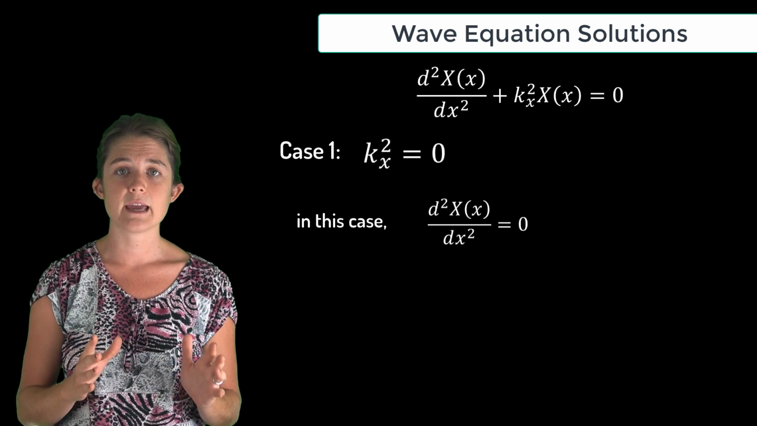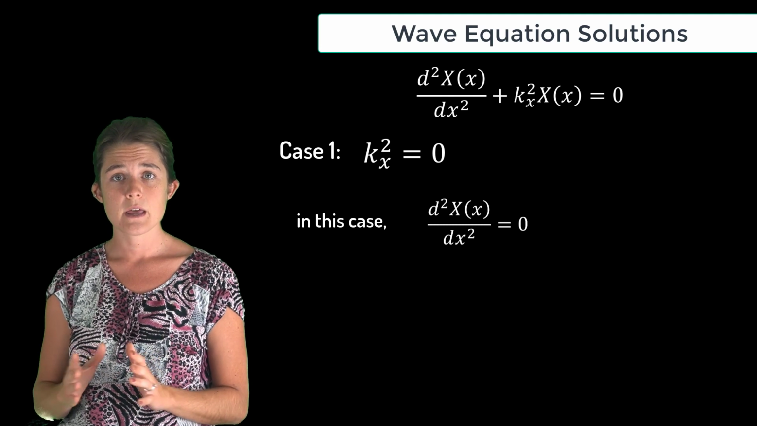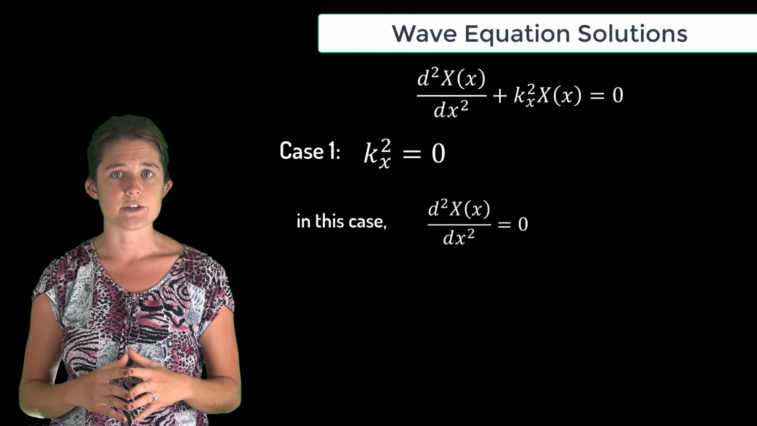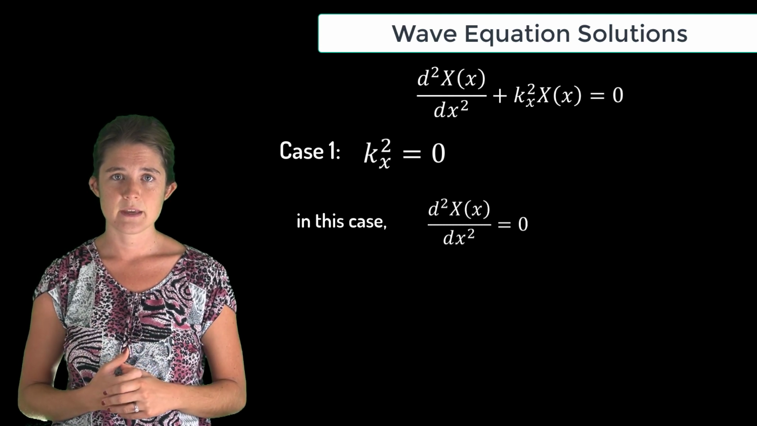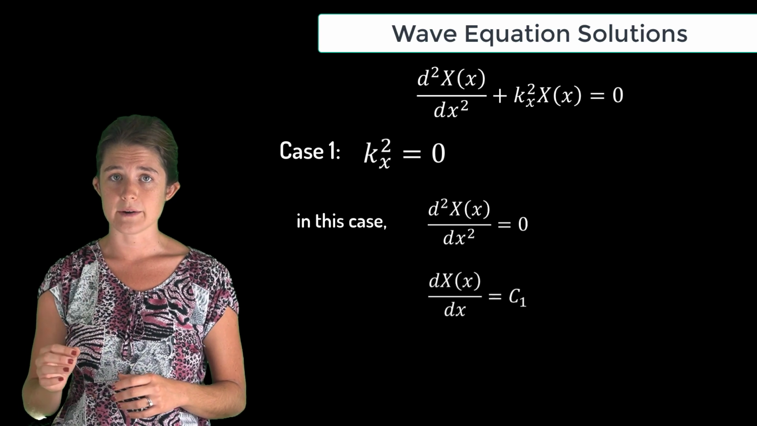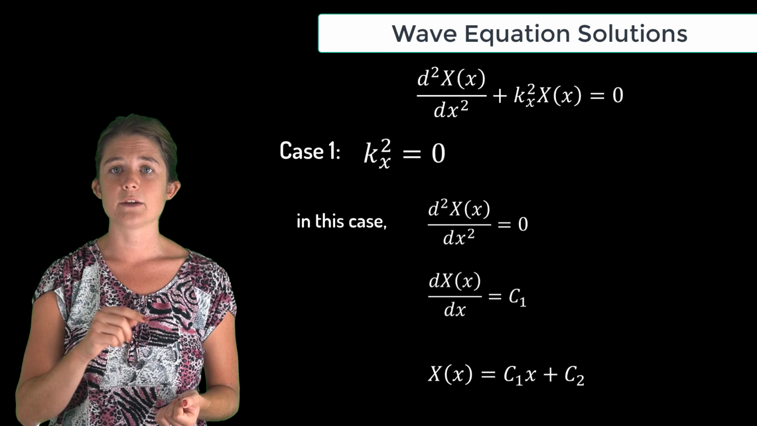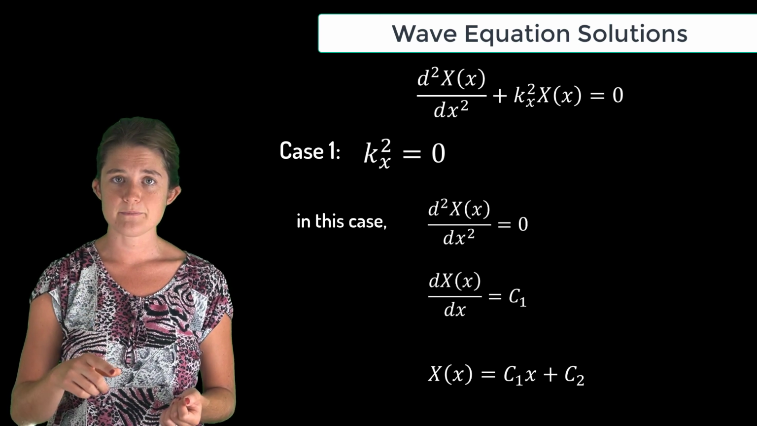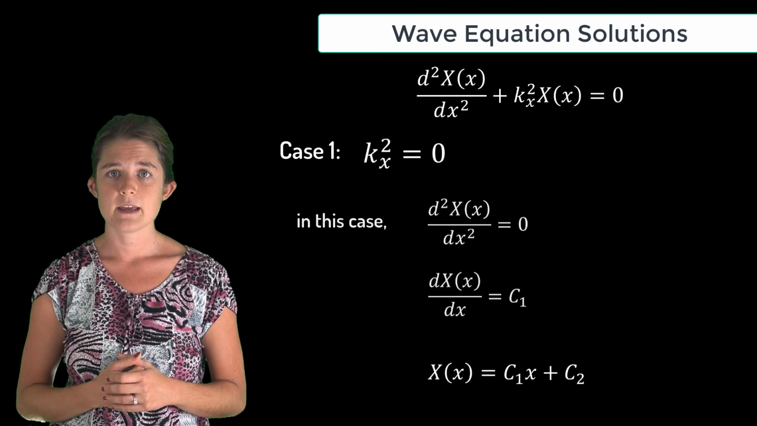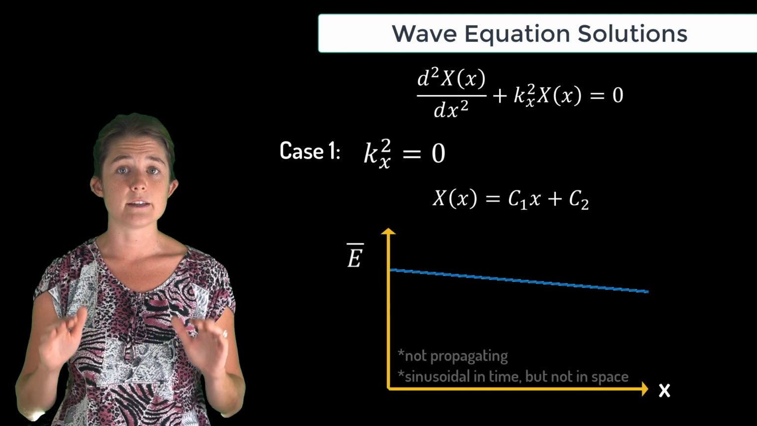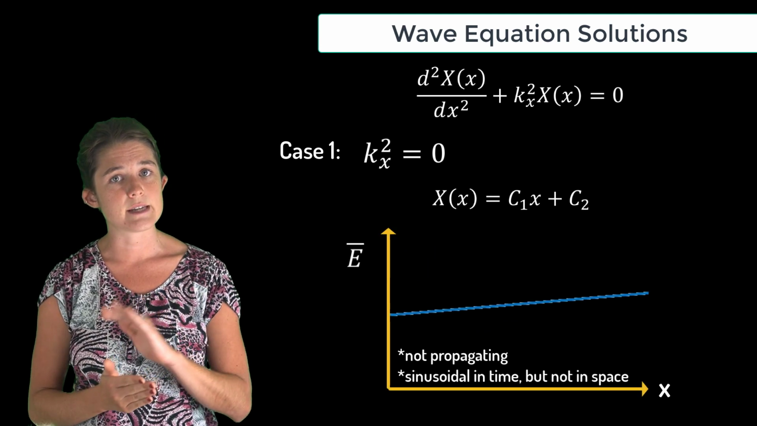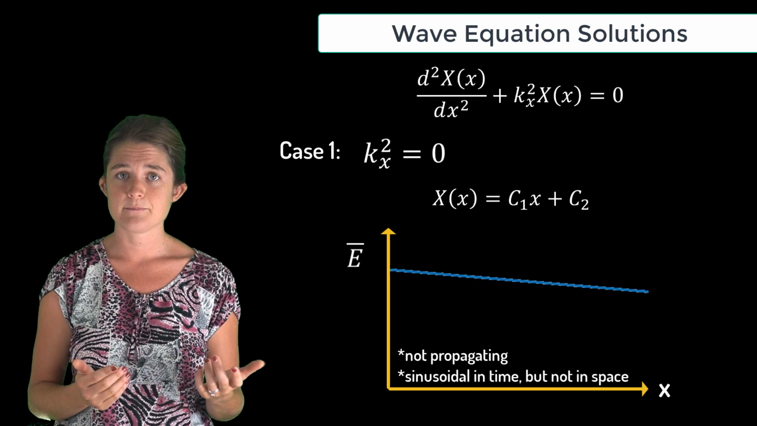If the constant kx squared is equal to 0, then we can solve this differential equation through simple integration. Integrating once gives c1, a constant of integration, and integrating a second time gives c1x plus c2, a second constant of integration. In this case, the electric field is not propagating, sinusoidal in time, but not in space.